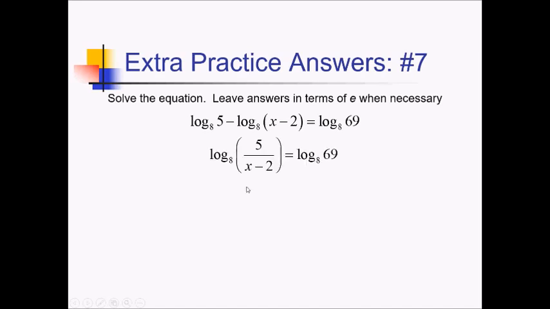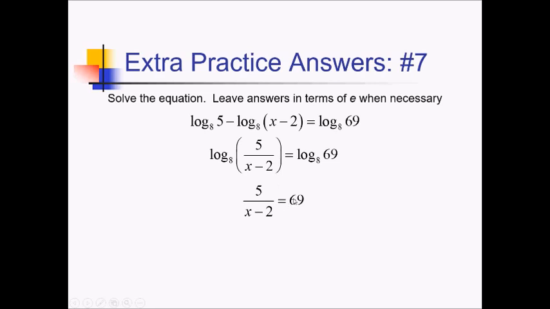And now that I have just a single log on each side, I can get rid of those by raising the base, which is 8, to both sides, so basically canceling out the logs. That leaves us with 5 over x minus 2 equals 69. And now we just have to solve for x. So there's a few ways to do that at this point. Probably the most straightforward is just to multiply both sides by x minus 2 and distribute the 69 to that.